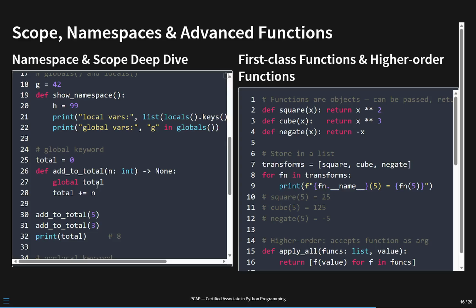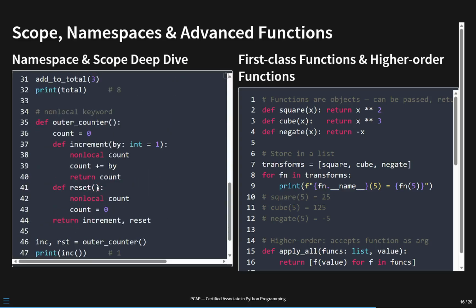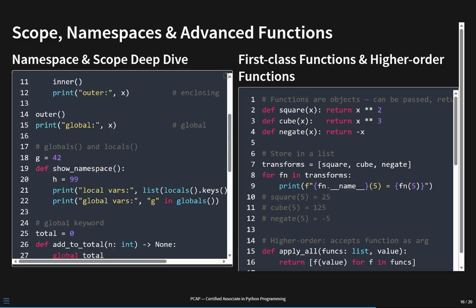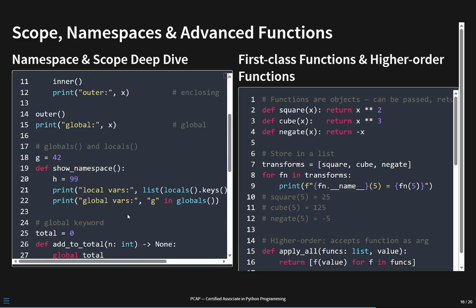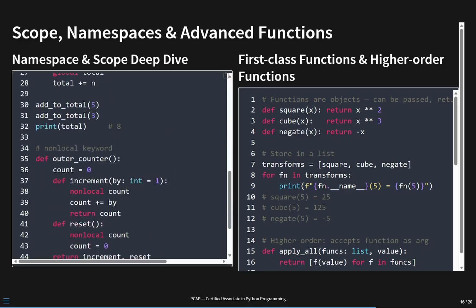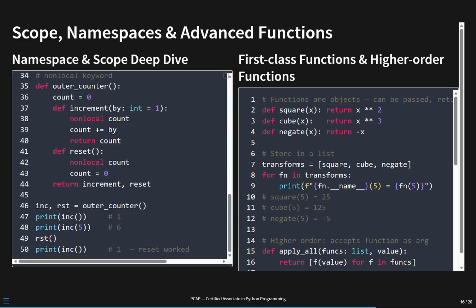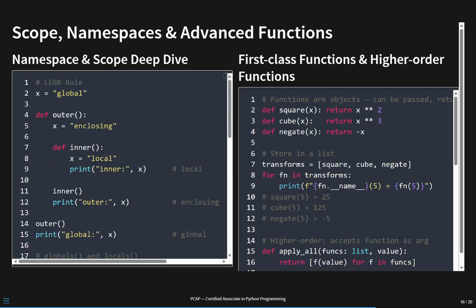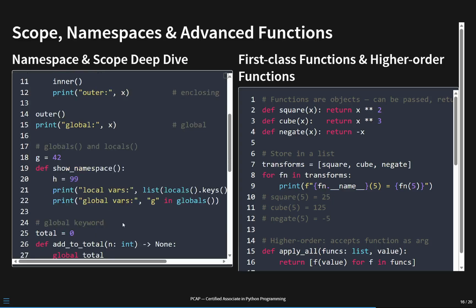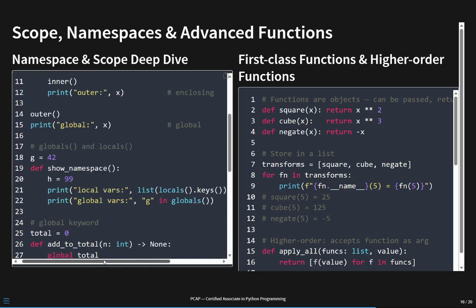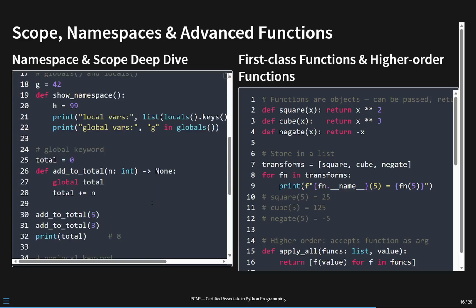Beat: globals() returns a dictionary of the current module's global namespace. locals() returns a dictionary of the current local namespace. You can inspect what's in scope at any point, useful for debugging and for dynamic variable creation, though the latter is generally discouraged. Beat: the global keyword declares that an assignment inside a function should modify the module level variable rather than create a new local. Without global, total += n inside add_to_total would raise UnboundLocalError because Python sees the assignment and treats total as local, but it hasn't been initialized locally.